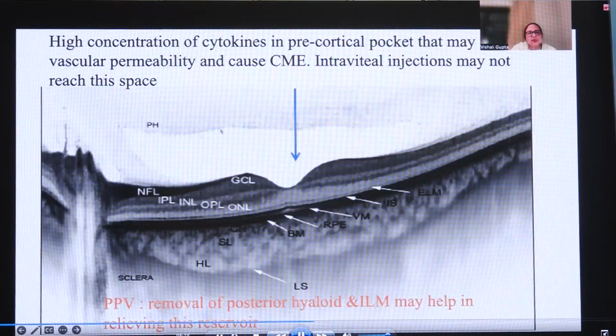This is how it works. There is a precortical vitreous pocket which has a very high concentration of the cytokines, and the amount of the steroids and immunosuppression you need to give is too much. When you do vitrectomy, you have removed all this, so the need for the subsequent immunosuppression goes down significantly.